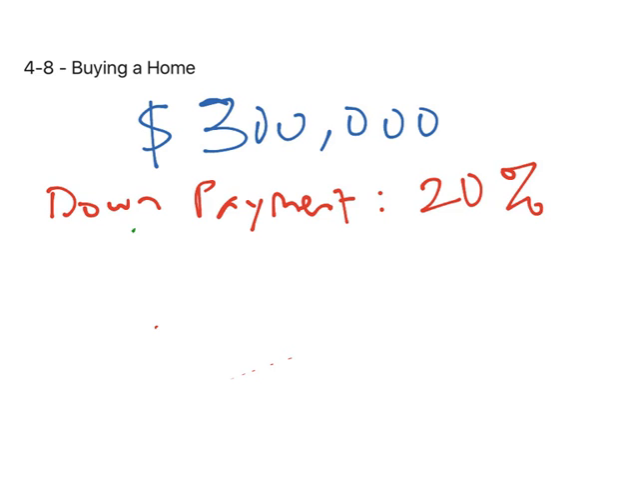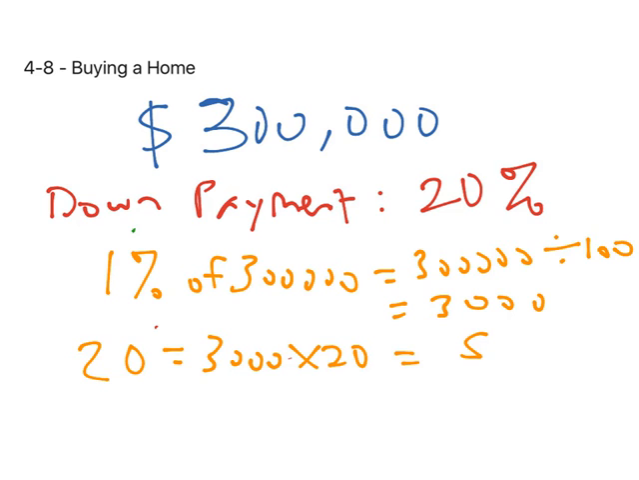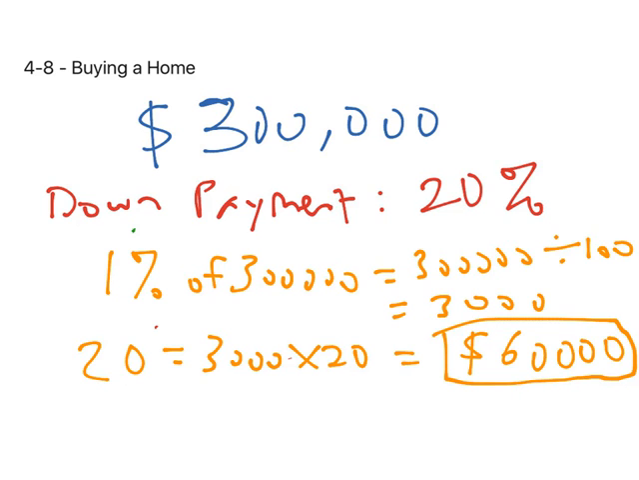How much is that? Well, 1% of 300,000 is just 300,000 divided by 100. Remember, percent means divided by 100. That's 3,000. So 20% is going to be 3,000 times 20, which in this case is $60,000. Another way to look at it, 20% is 1/5. A fifth of 300,000 is 60,000. So that's your down payment. That's how much you can afford right away.